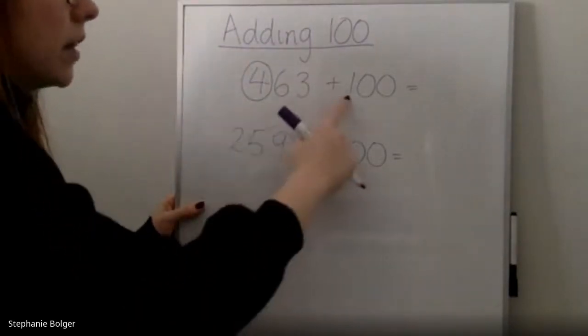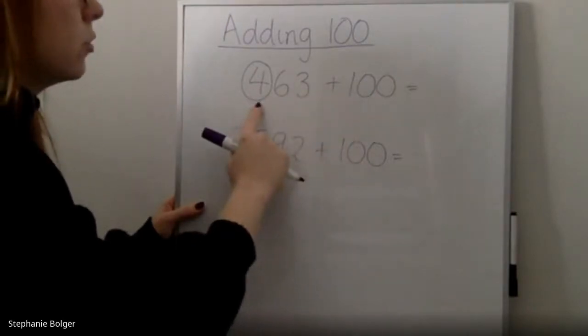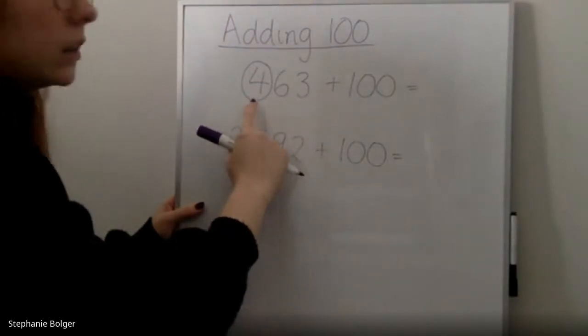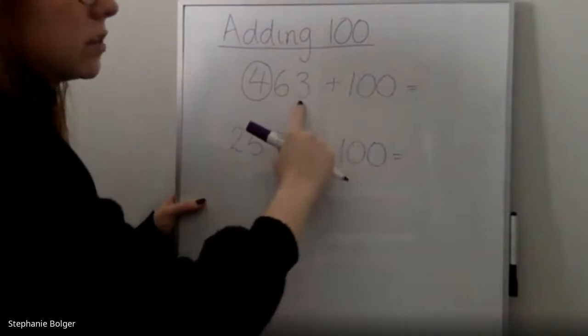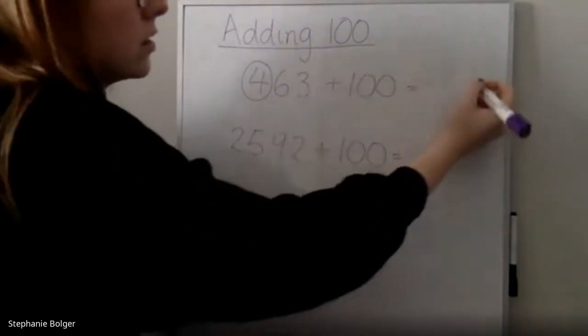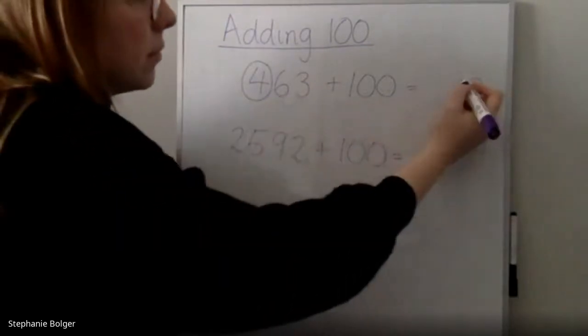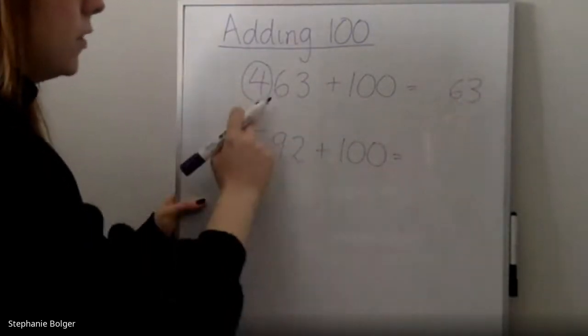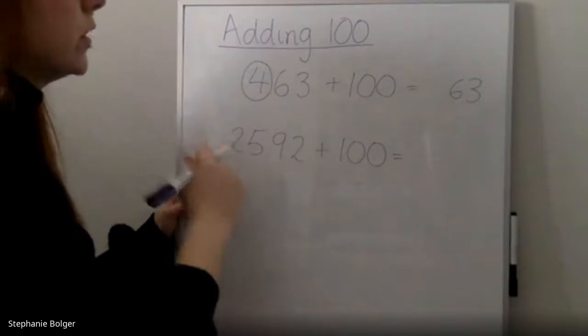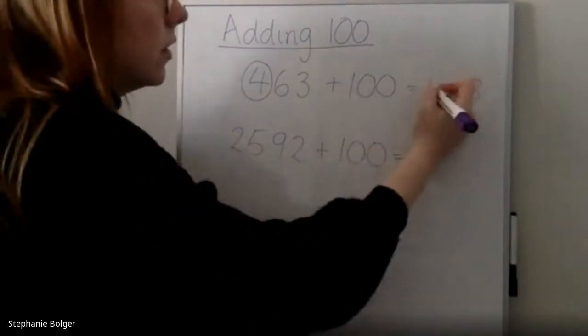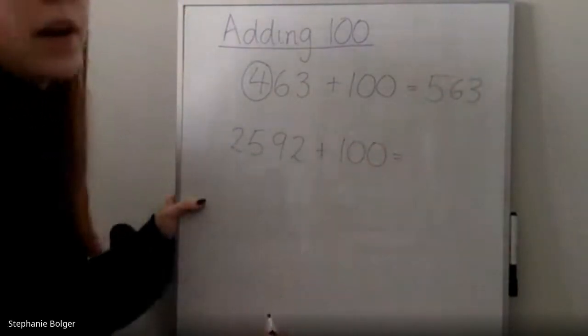Okay, so now I'm going to add my 100 to my 4. When we write the answer, we're going to start with the ones. So the ones will stay the same as 3. The tens will stay the same as 6. And then the 4, we're going to add the 100 to it to make it 5. And there we have our answer.